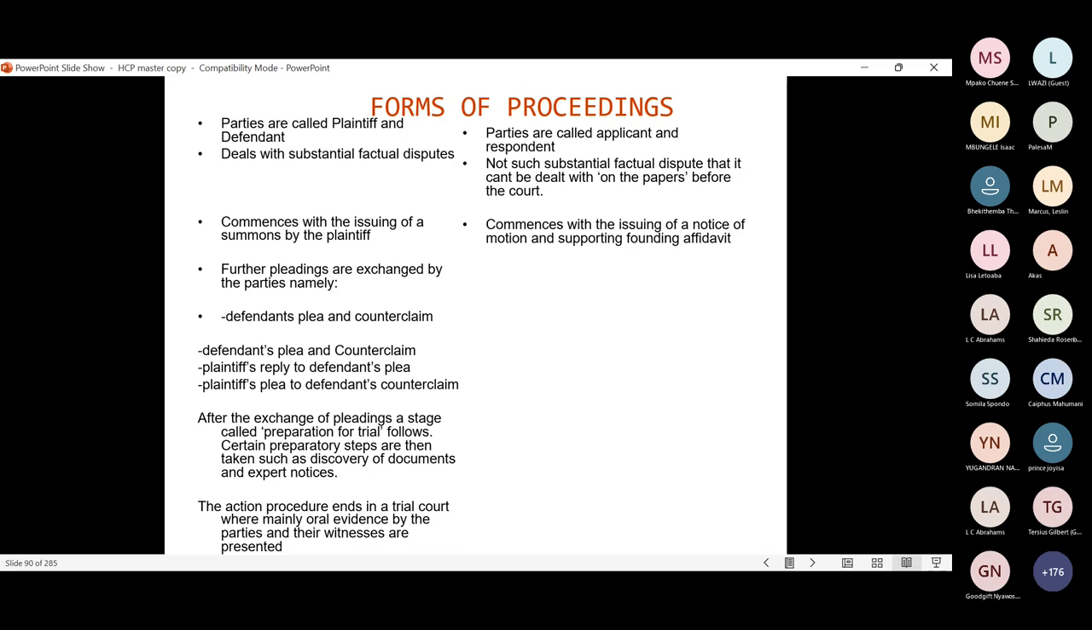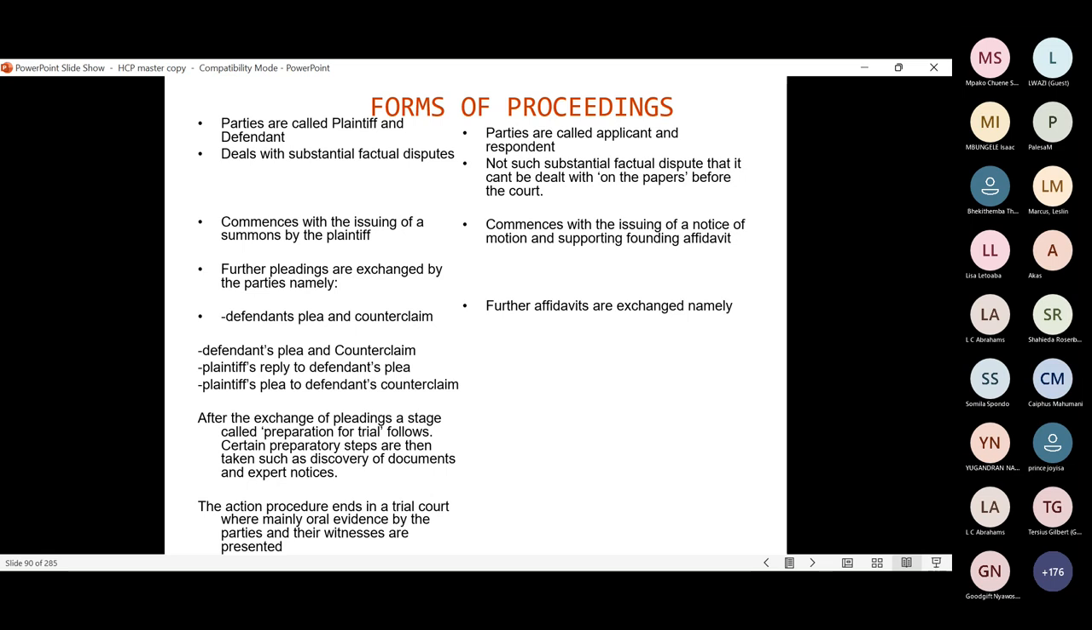We'll do the different kinds of summonses when we get there. In an action, after the summons has been issued, there are further pleadings that are exchanged. So the defendant will file a pleading called the plea. And the defendant, if he has a counterclaim, at that stage would also file a counterclaim, right?